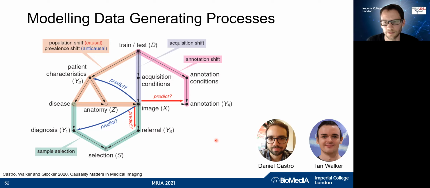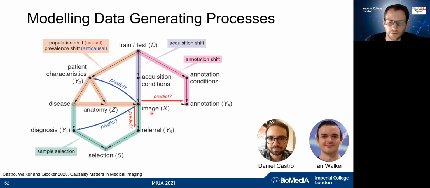For instance, the direction of causality between the image and the target, whether we want to predict the diagnosis or we want to do a segmentation task, actually matters. And it matters in a way that different challenges arise and different solutions are also available that we can consider.